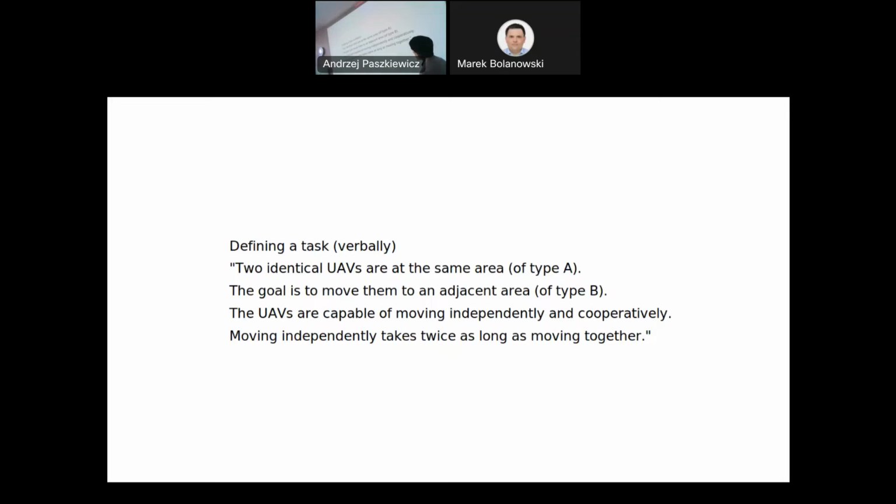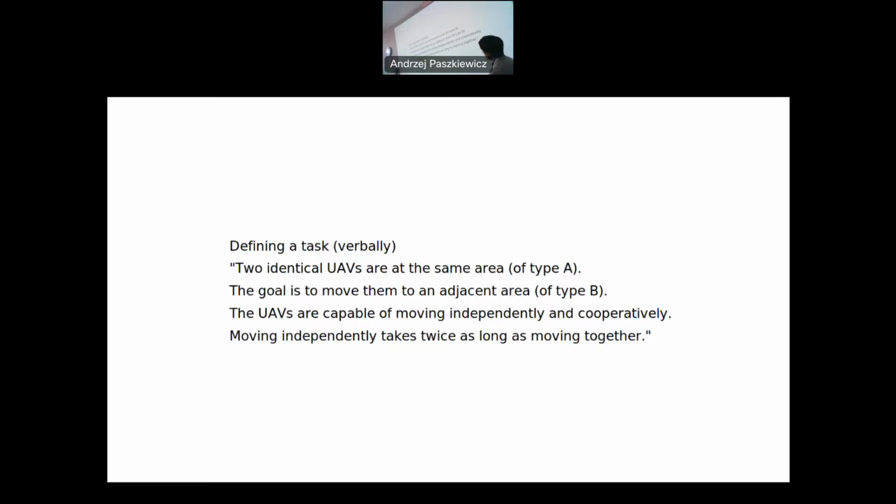The UAVs are capable of moving. What we want to emphasize with the verbal definition of the task is that all we need is defining an initial state, how the system starts, let's say, and the capabilities of each element. In this case, there are two ways that UAVs may move: between areas independently or moving together.